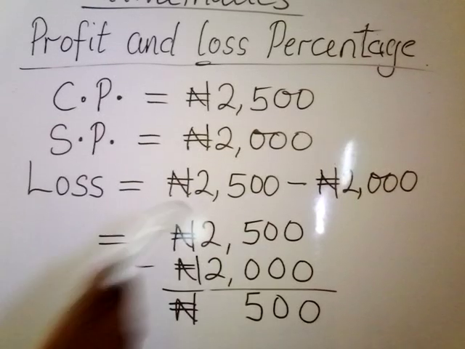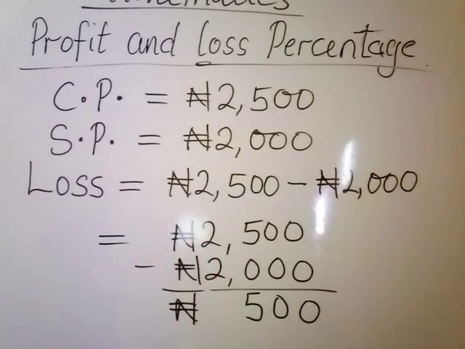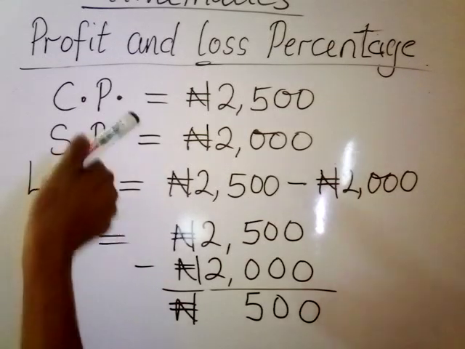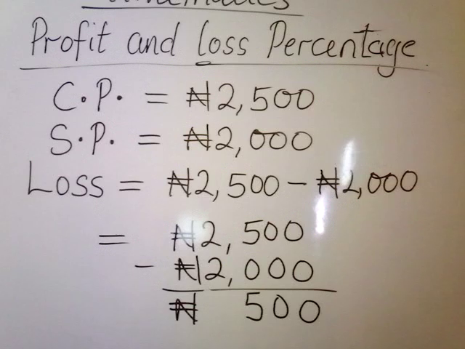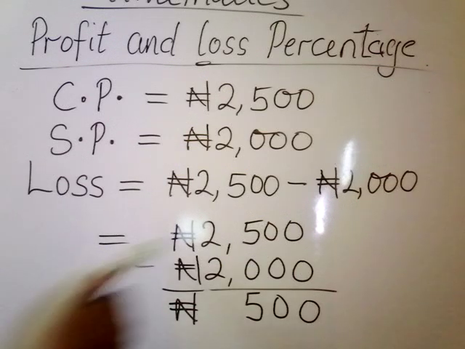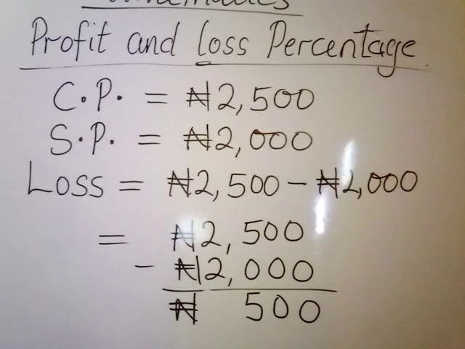Now the loss is the cost price minus the selling price. In the first example, you notice that to calculate our profit, we did selling price minus cost price. So what actually matters in looking for profit and loss is not that it must be selling price minus cost price. You just subtract the smaller amount from the bigger amount, so you get the profit or the loss. Since the cost price here is bigger, we are subtracting the selling price from the cost price. So 2,500 minus 2,000, you have 500 naira left. So the loss in this case is 500 naira. The person that sold this book suffered a loss of 500 naira.